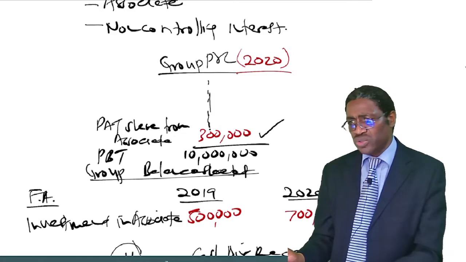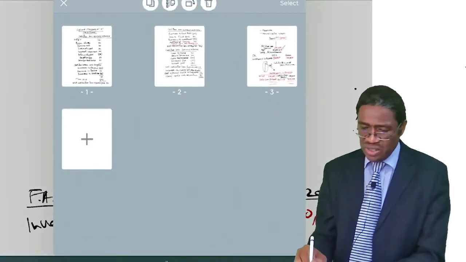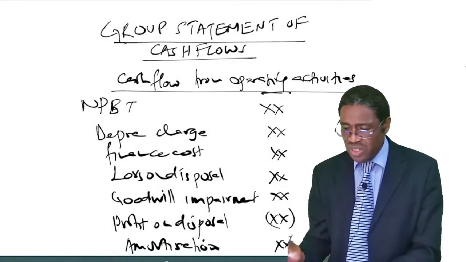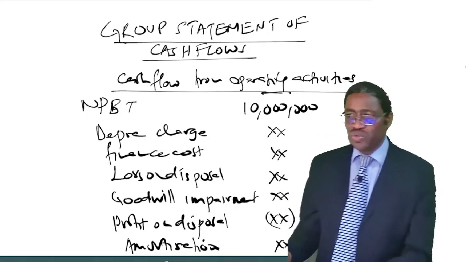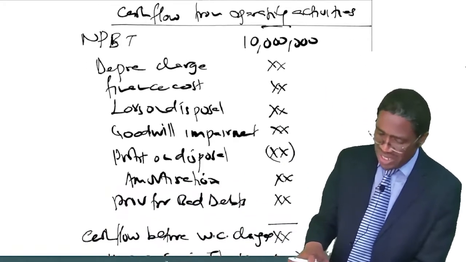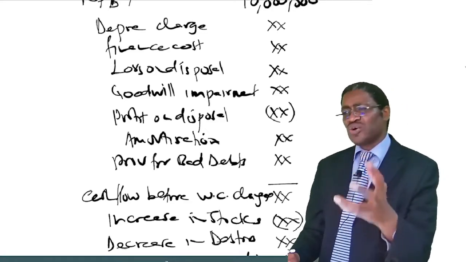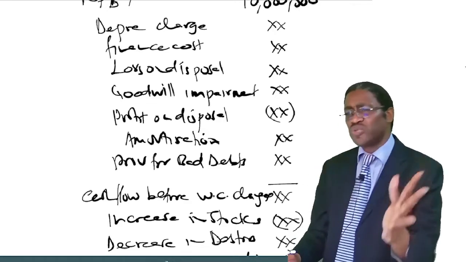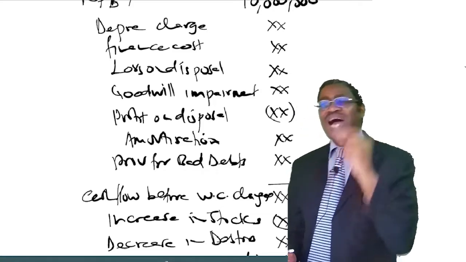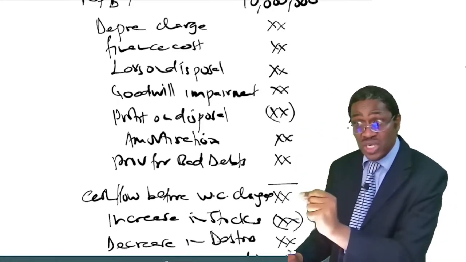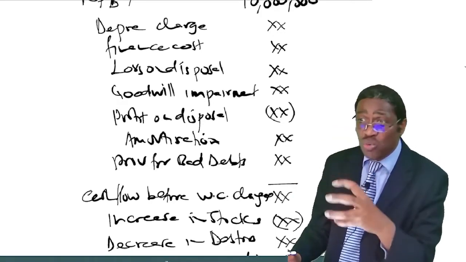When you were doing this cash flow question, you went to the income statement and you picked the profit before tax, which in our case we are assuming was 10 million. Then I told you, you adjust it with all the non-cash items. Now within that 10 million, other than depreciation, finance costs, loss on disposal, impairment, gain or loss on disposal, amortization and provision, there is also another non-cash item called profit after tax share. So profit after tax share is also another non-cash item when it comes to group cash flow.